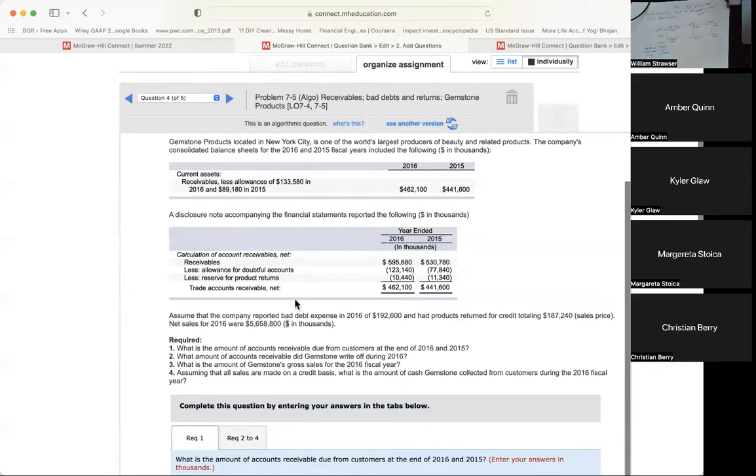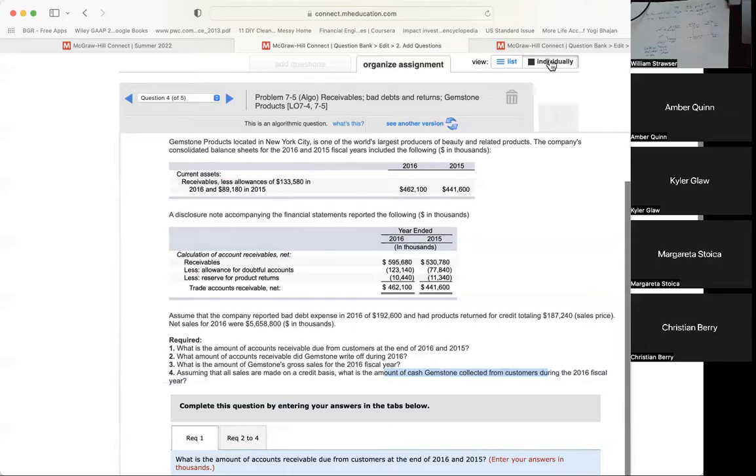Okay, so the questions are: what amount of accounts receivable did they write off? What was the amount of the gross sales? Because it gave us net sales, so it wants us to add back whatever amounts we need to get gross sales. And then finally, assuming all sales are made on a credit basis, what is the amount of cash they collected from customers during the year?